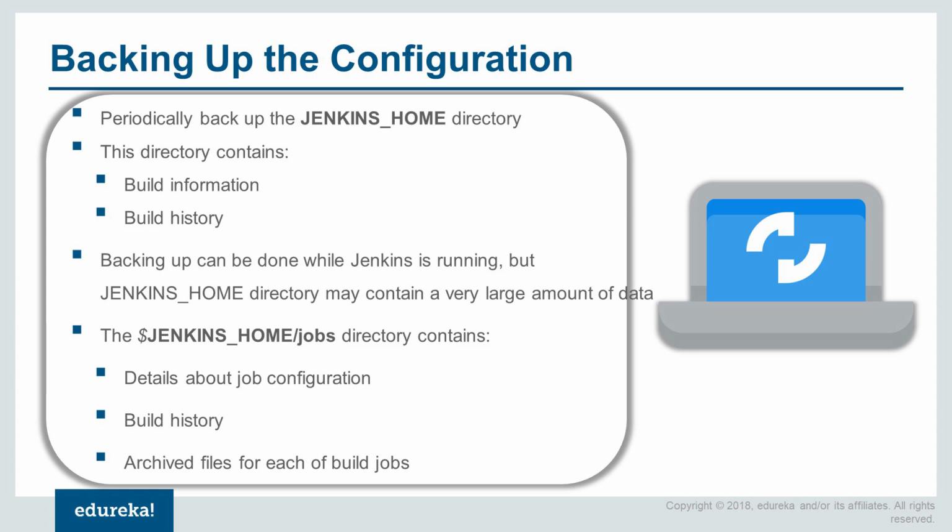What we do, simply speaking, is periodically back up the Jenkins home directory, which is nothing but /var/lib/jenkins in most cases, unless you have changed it. The default directory will always be /var/lib/jenkins. And if it is on a Windows machine, then it should be C:/Jenkins. This directory basically contains the build information and the build history and a lot of other things as well.